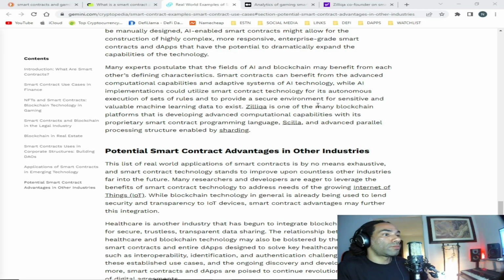Zilliqa is one of the many blockchain platforms that is developing advanced computational capabilities with its proprietary smart contract programming language, Scilla, and advanced parallel processing structure enabled by sharding. So that's something I should probably do a video on eventually, is sharding.